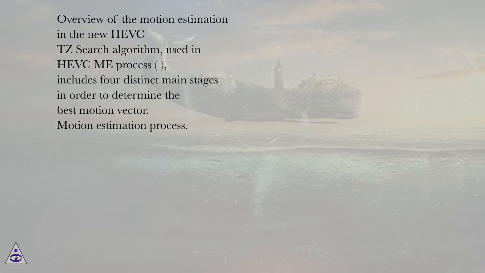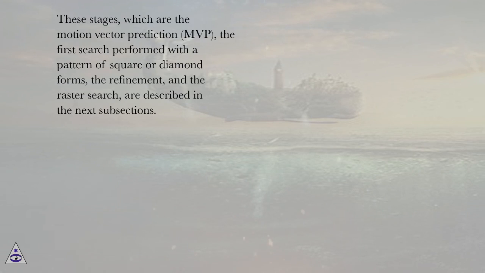Overview of the motion estimation in the new HEVC search algorithm. The motion estimation process used in HEVC includes 4 distinct main stages in order to determine the best motion vector. These stages, which are the motion vector prediction (MVP), the first search performed with a pattern of square or diamond forms, the refinement, and the raster search, are described in the next subsections.